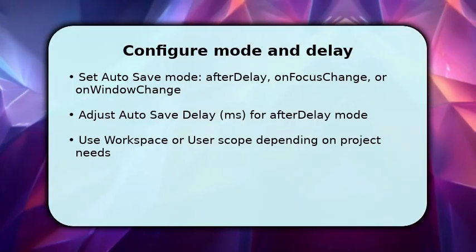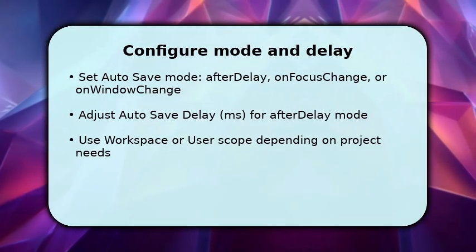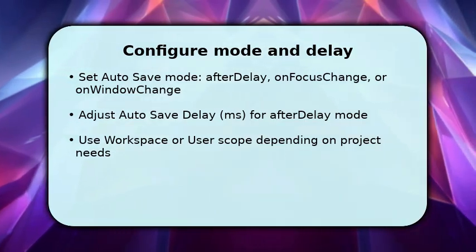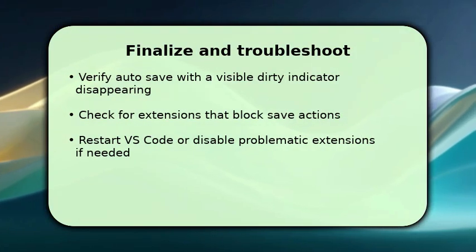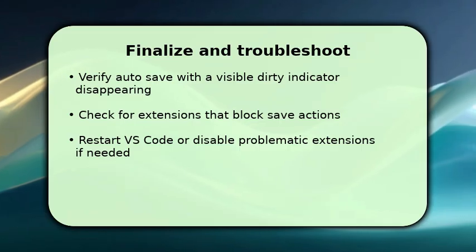Next, decide scope. Toggle the drop-down to apply to user settings for all projects, or workspace to confine it to the current repo. Make sure to test by editing a file and observing the save behavior. Finish by confirming the behavior. Edit a file and watch the unsaved dot disappear under your selected mode and delay.